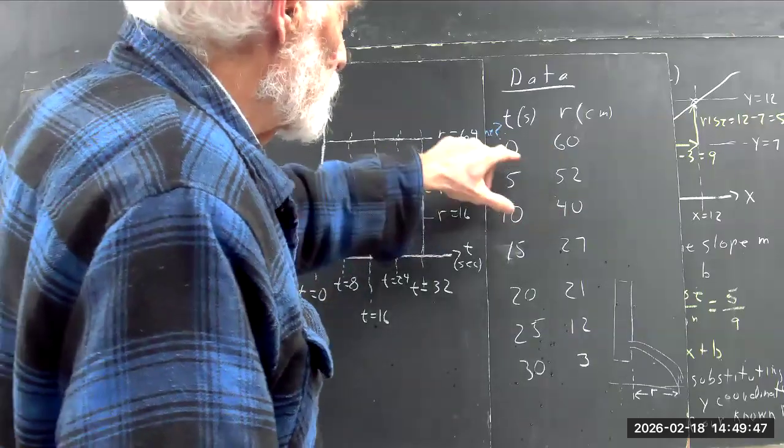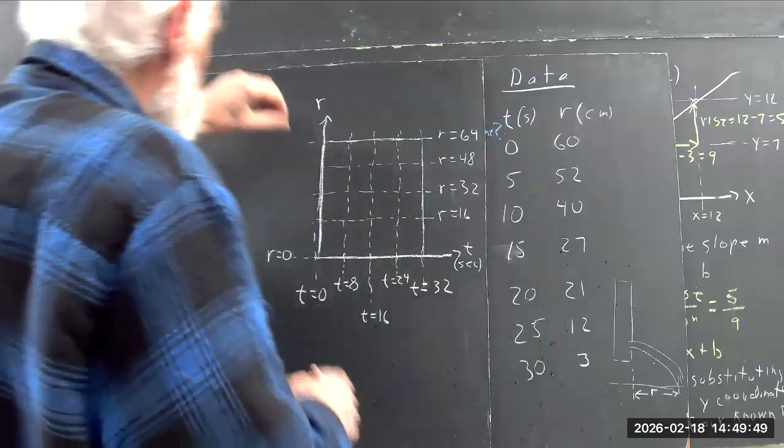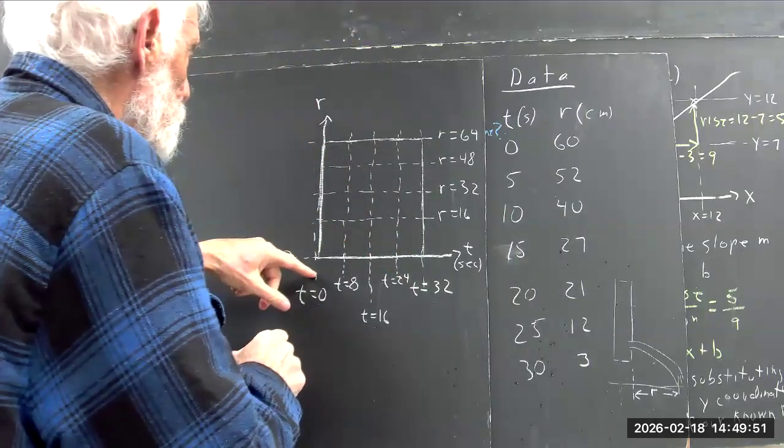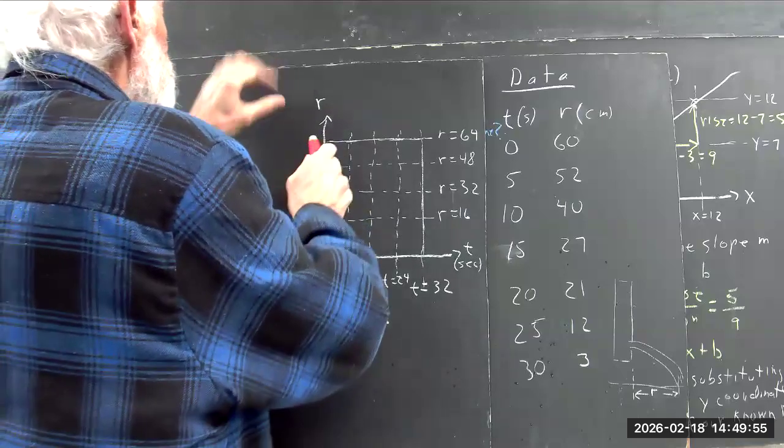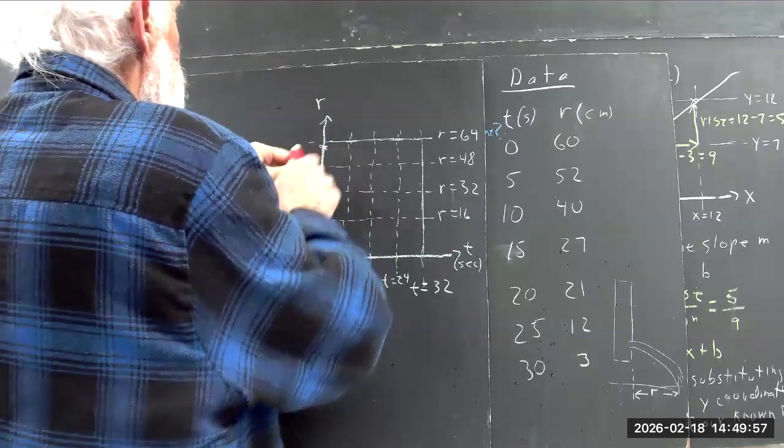Now we plot the points. T equals 0, R equals 60. Well, T equals 0 is here. R equals 64 is up here. 60 is going to be maybe about here.